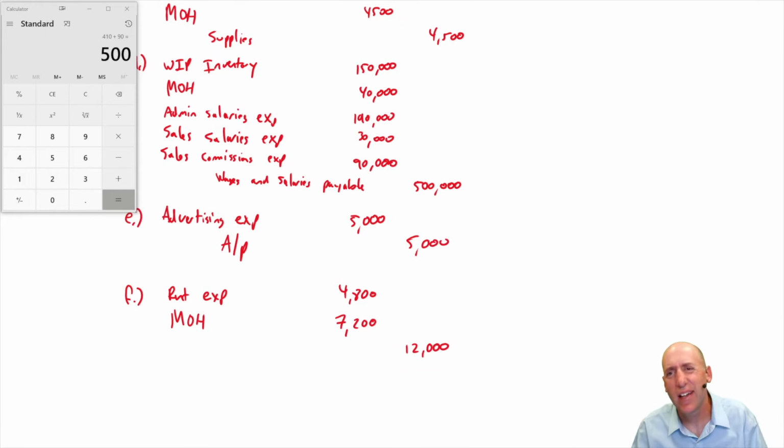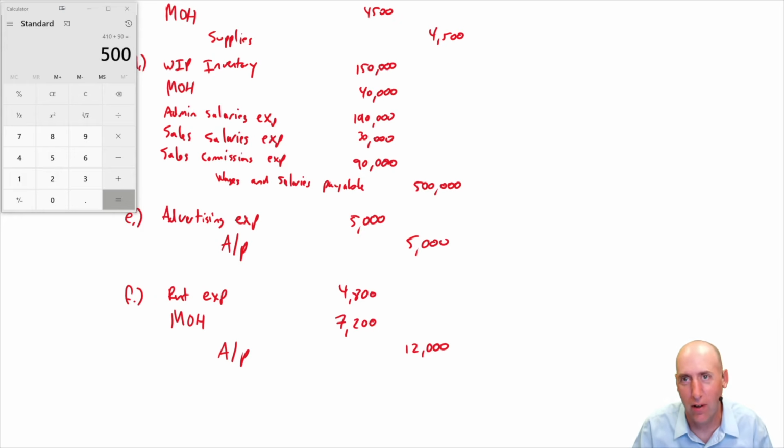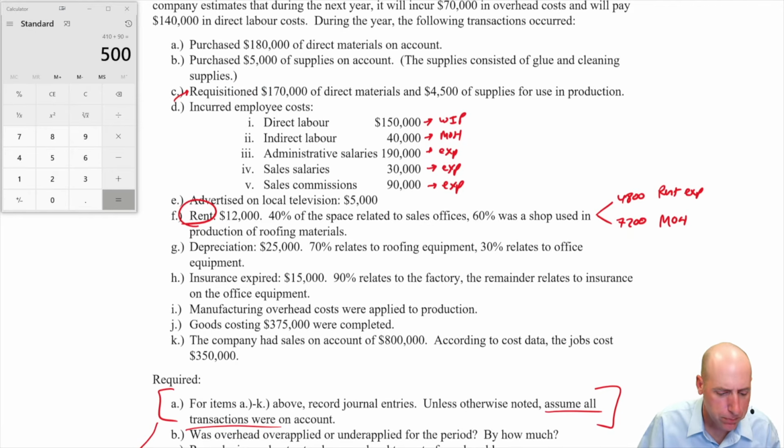And the credit is typically we would consider rent to be an account payable. It's a vendor that sells us rent. Our landlord is an account that we have to pay each month if we don't pay cash.